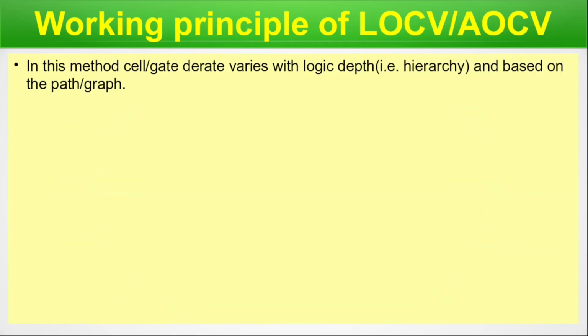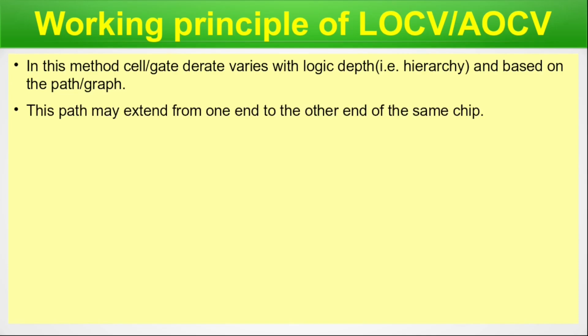Working principle of LOCV or AOCV. In this method, the cell or gate derate varies with logic depth, that is hierarchy, and based on the path or graph. Logic depth, you understand that the gates are connected or the blocks are connected, and when we go inside a block, we have a sub block. This way we have the logic depth or the hierarchy. This path may extend from one end to the other end of the same chip, that is the wafer. Already I have a couple of times mentioned this thing.